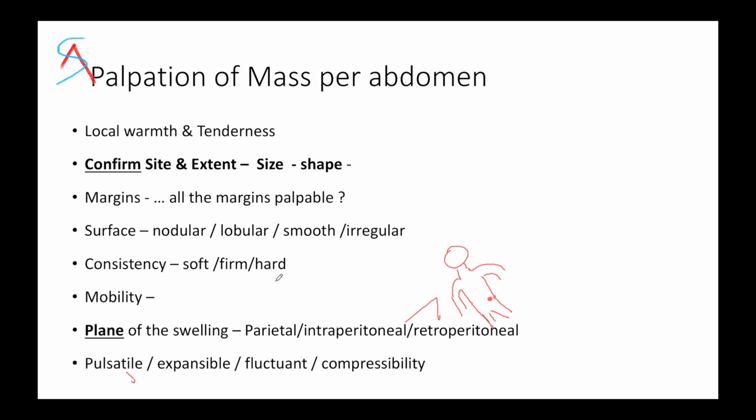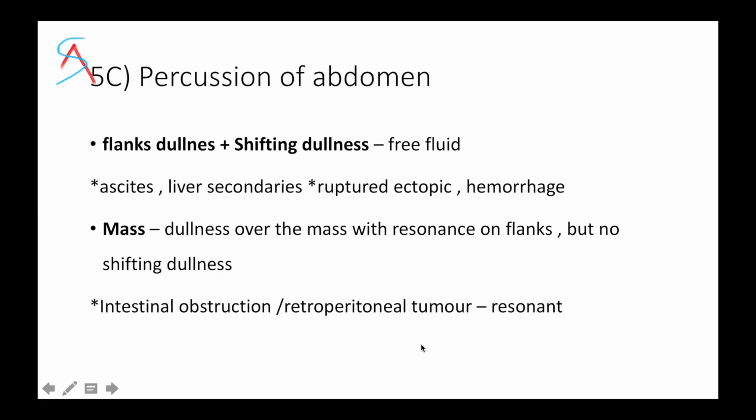If the mass is pulsatile, then it could be because of some aortic aneurysm. Then you have to do percussion. If dullness is there in the flanks and it is present with shifting dullness, it means free fluid is there. Free fluid could be because of ascites, liver secondary, or any ruptured ectopic or hemorrhage. Generally, percussion over the mass will reveal dullness, and there would be no shifting dullness if there is no fluid. But intestinal obstruction or a retroperitoneal tumor could be resonant, as intestine would be above them, which will result in a resonant sound over the tumor.